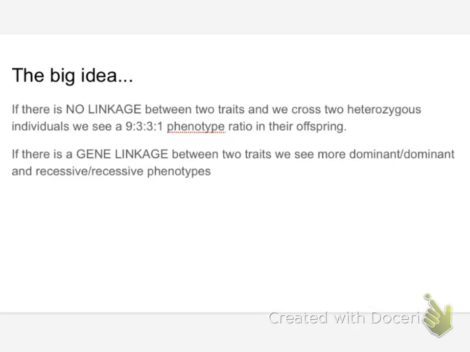So the big idea is when you have a dihybrid cross between two heterozygous individuals, if there is no linkage between the genes, like if they said these two traits are on separate chromosomes, okay, no gene linkage. Good, 9 to 3 to 3 to 1. If there is a gene linkage, if they tell you, for instance, these two genes are side by side on the same chromosome, you would start to think, oh, they're probably linked. Then if they ask you for a phenotype ratio, you need to deviate from 9 to 3 to 3 to 1. So that's the whole key.